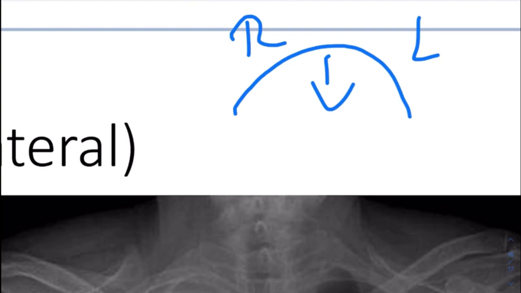Let's say that the right phrenic nerve is injured. This part of the diaphragm is going to be paralyzed, so it can't move, while the left is normal. So the left is going to go down normally, but the right is going to stay elevated. And this is what you will see on chest X-ray whenever you have a phrenic nerve injury.